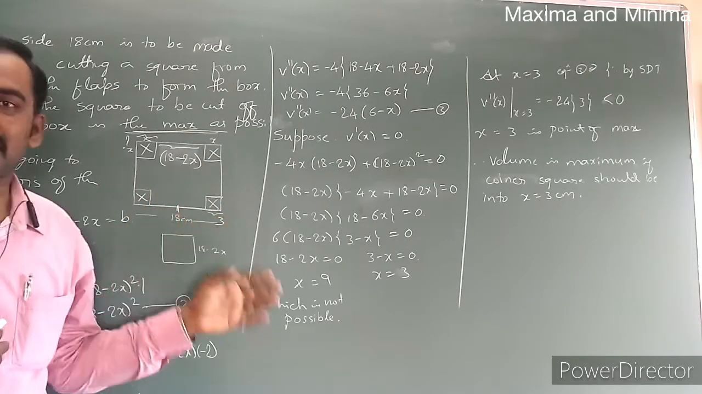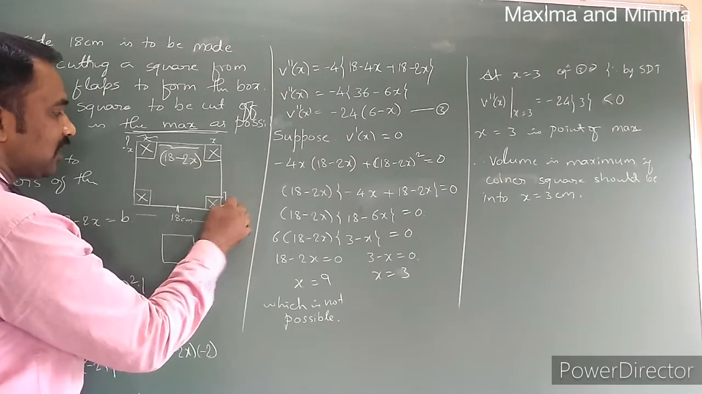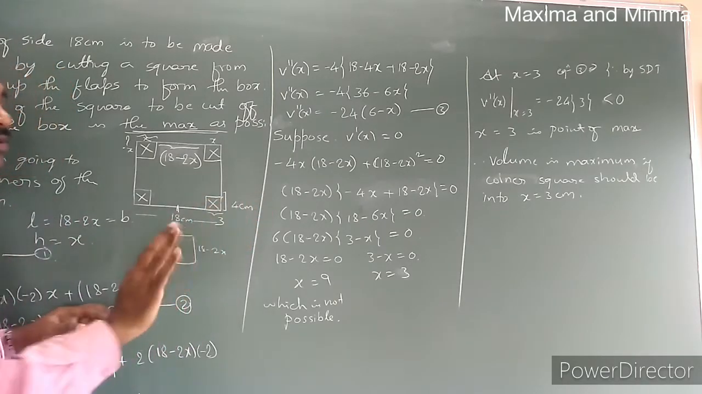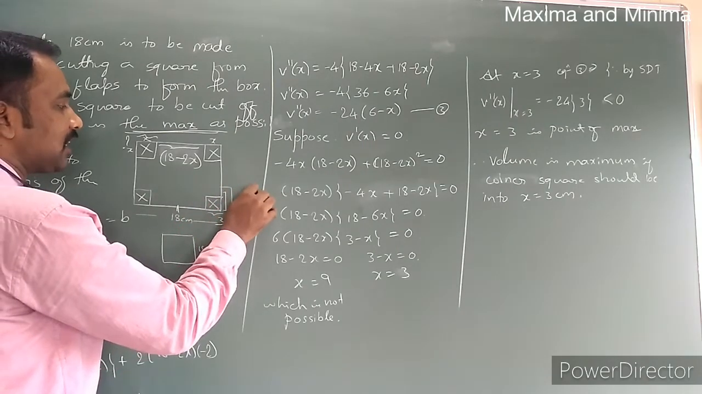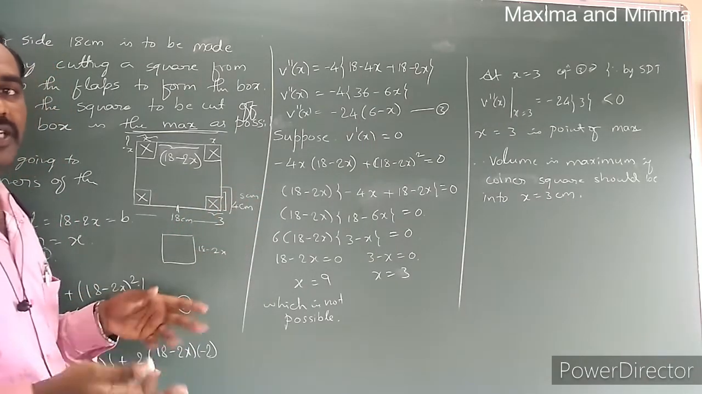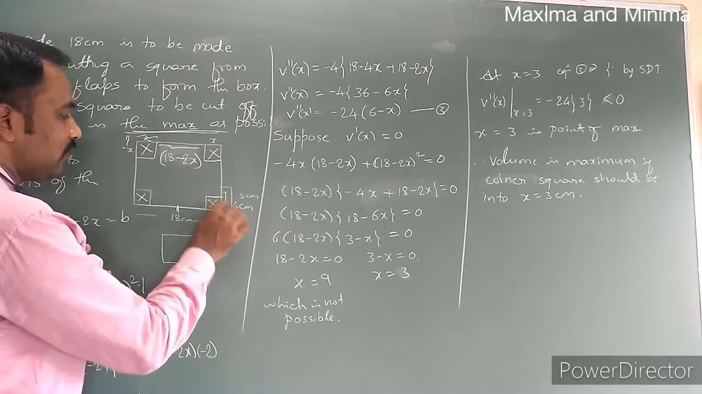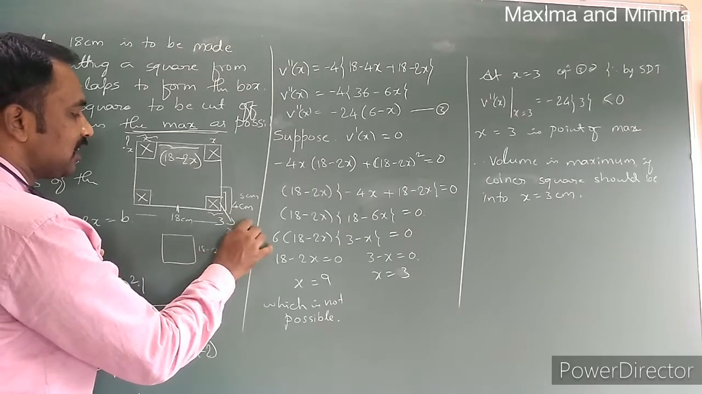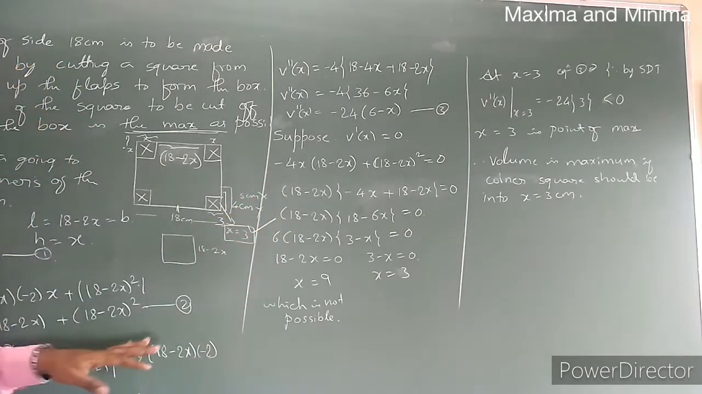Volume of the box will be maximum whenever x is equal to 3 centimeter. If you cut 4 centimeter, in this case we will not get the maximum volume. If you cut 5 centimeter, it is not possible to get the maximum value. We get the maximum value whenever the square piece is cut as 3 centimeter. This is the proper result.